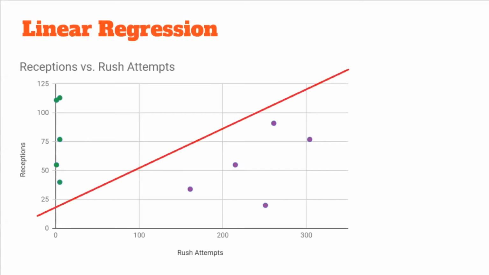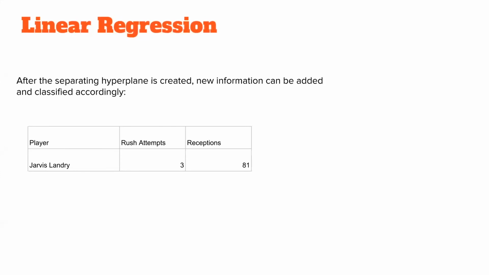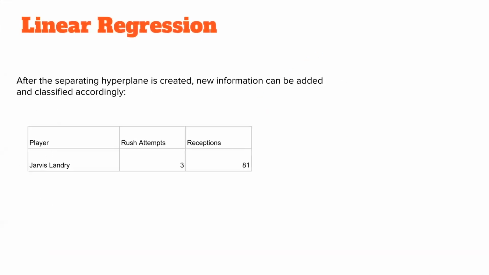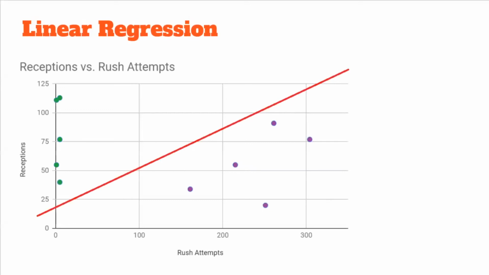So say you want to, this is actually whenever you're using your algorithm. So say you've already trained it to this point, you've trained this vector to be this slope. Or if you train this line to be this slope. You bring in new information, Jarvis Landry comes in, and his point is actually, where are we going here?